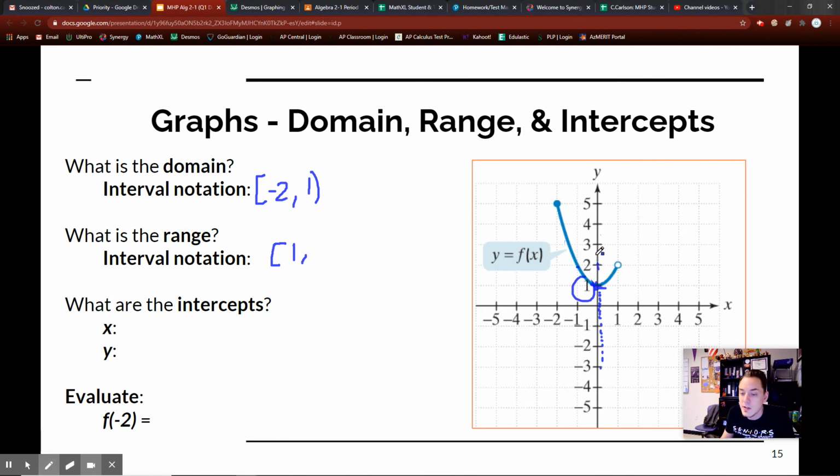I'm going to continue. Where does it stop existing? At 5, and that is going to be a bracket. Awesome. X-intercepts, none. Y-intercept, it actually is 1. Okay, f of -2, I look at -2. Okay, that's my x. I see where does it go, and actually it is 5. So that is 5 right here. Sweet. We're going to town on these.